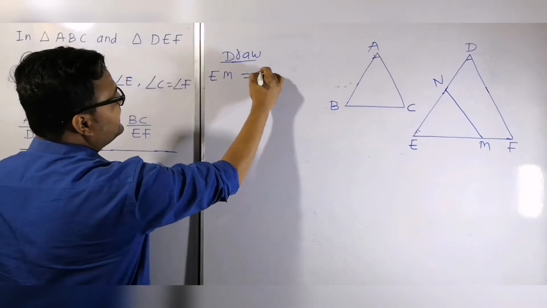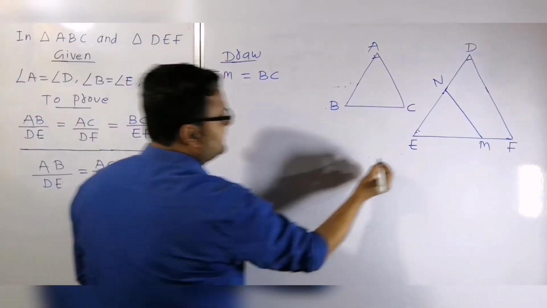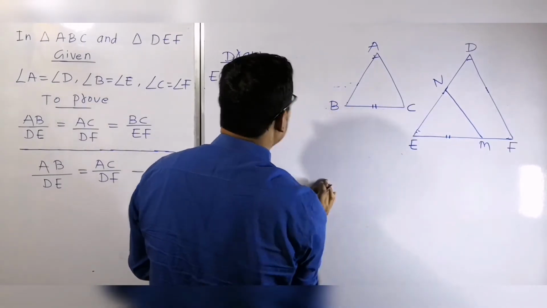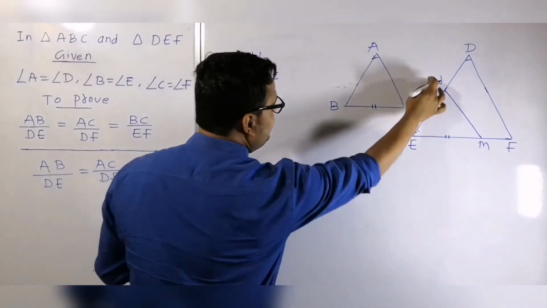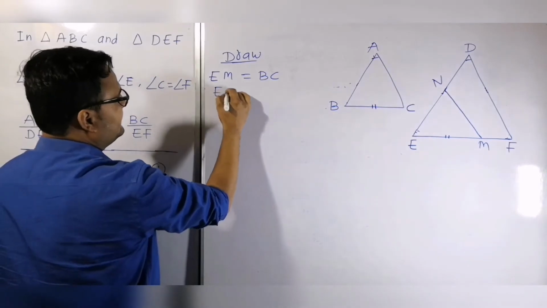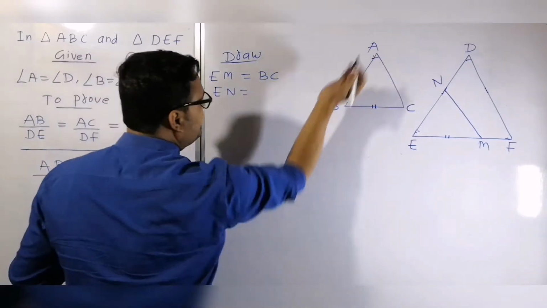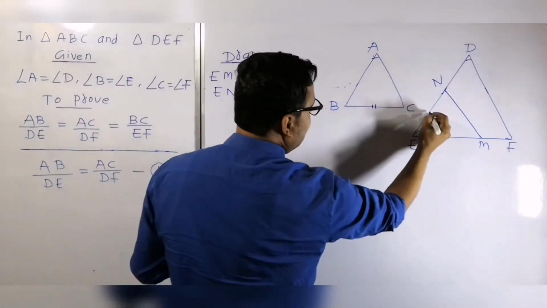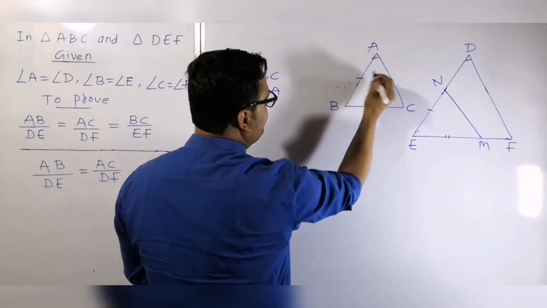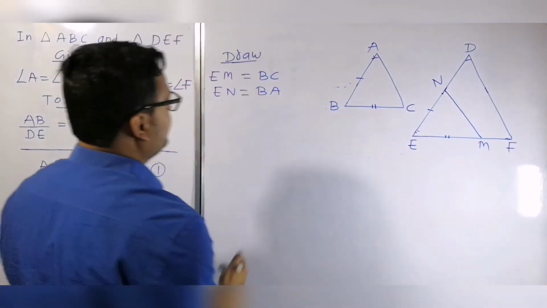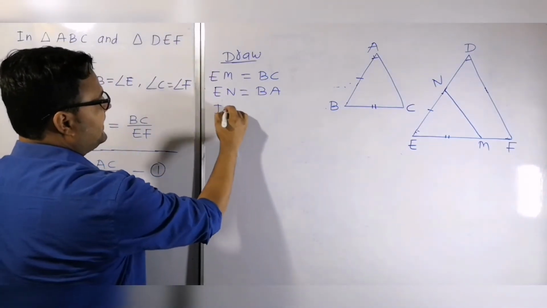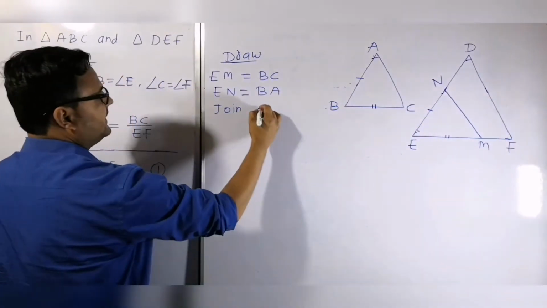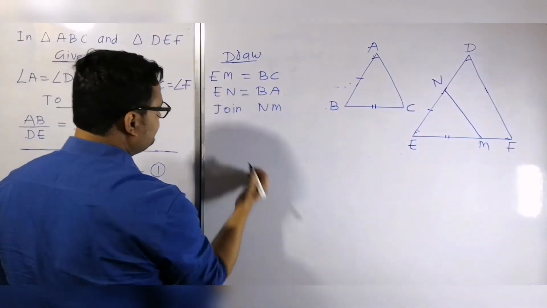EM equal BC. This EM equal to this BC, and this EN equal to this BA or AB. This EN equal to this BA. Now again, what we have to do is join this MN or NM, join NM.